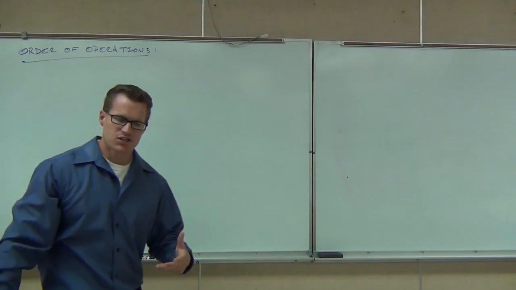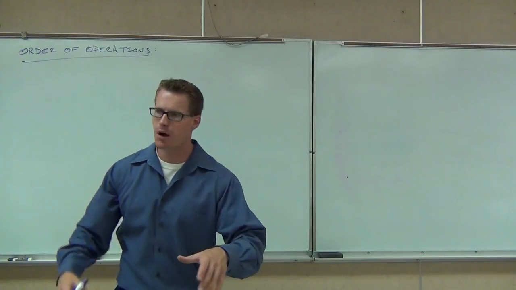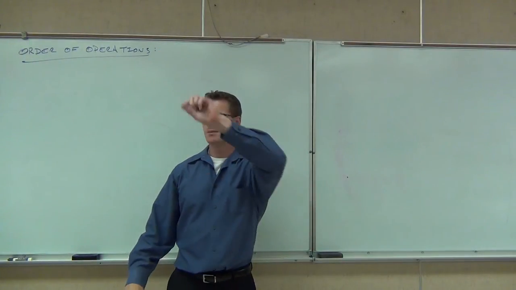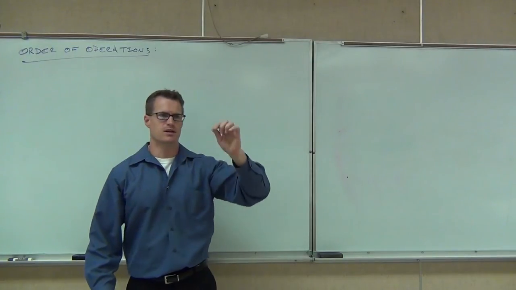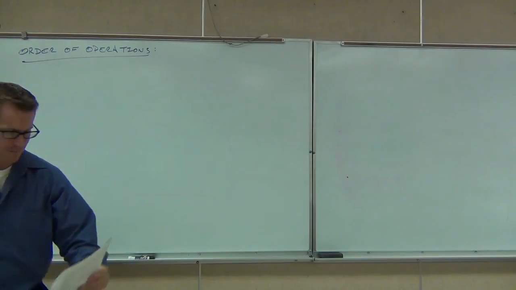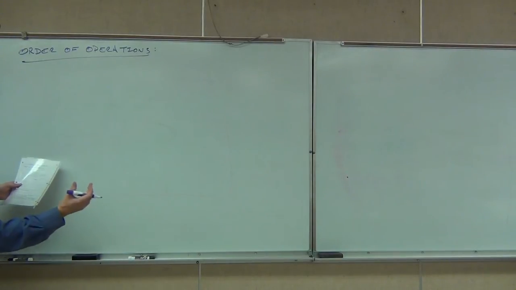The order of operations is like our checklist for math. Every time you get a problem, you go down the order of operations and say, okay, I did my number one step, then I did my number two step, then number three, and then number four. There's only four order of operations that we cover in here. And the whole idea is this.